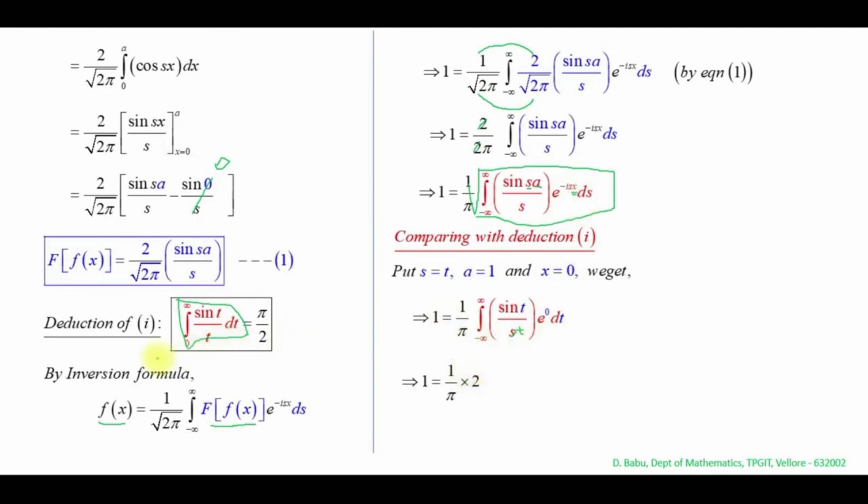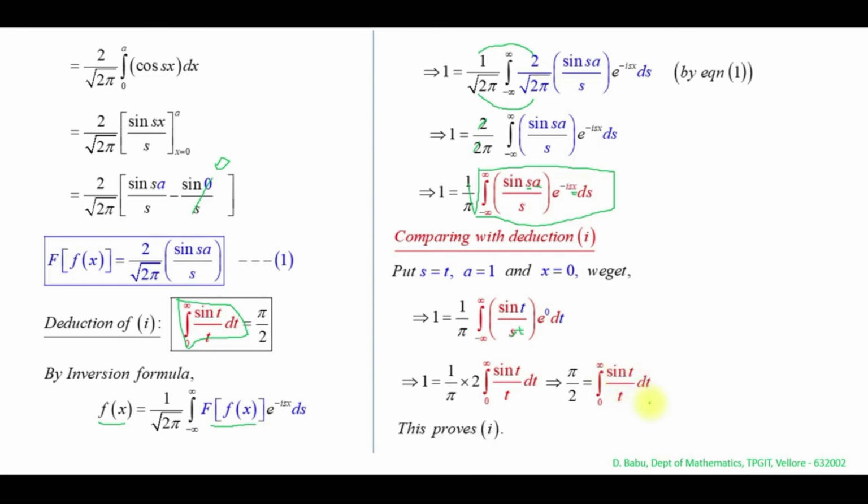But we need the limit 0 to infinity. Sin t by t is an even function, because sin of minus t equals minus sin t; here with minus t, the minus gets cancelled. So for an even function, minus infinity to plus infinity can be taken as 2 times 0 to infinity sin t by t dt. So this is 2 by pi. Bring this to the left hand side, we have the reciprocal, that is pi by 2. So pi by 2 equal to 0 to infinity sin t by t dt.